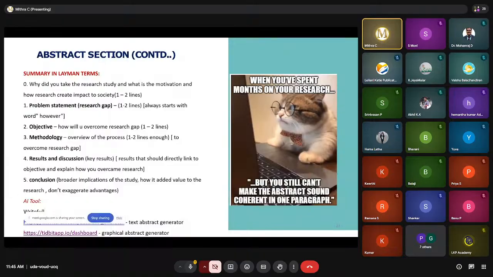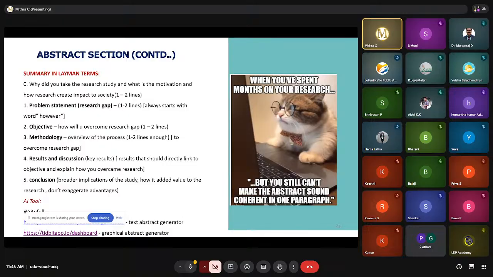Next, followed by the methodology, the overview of the process, what kind of technique you use, and what is the novelty that you are adding. Results and discussion showcase the key findings, the accuracy that you have obtained compared with existing works, and the conclusion, the broader implication of the study. That means how it is adding value.